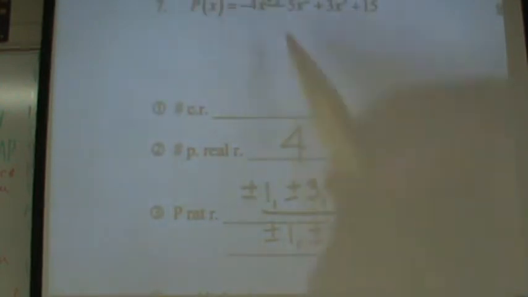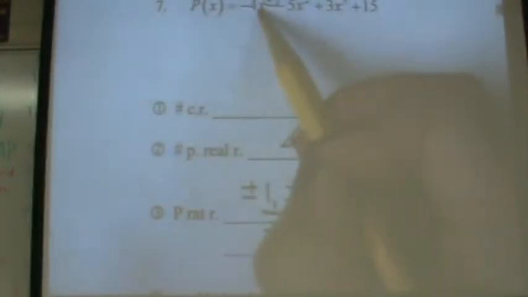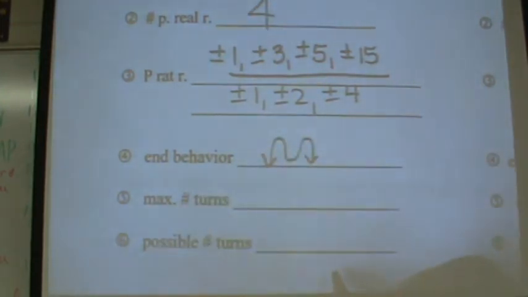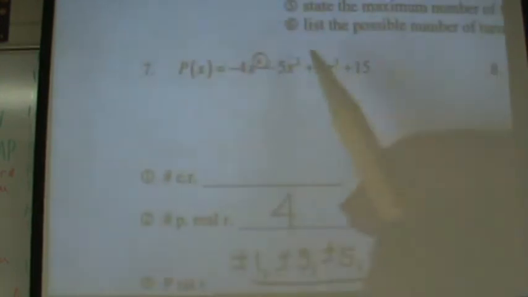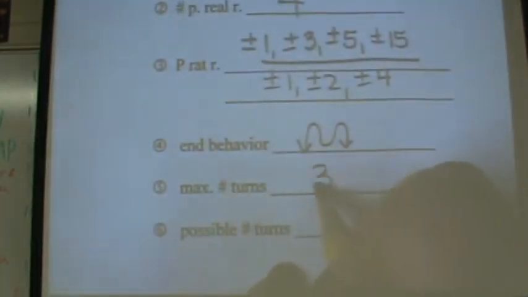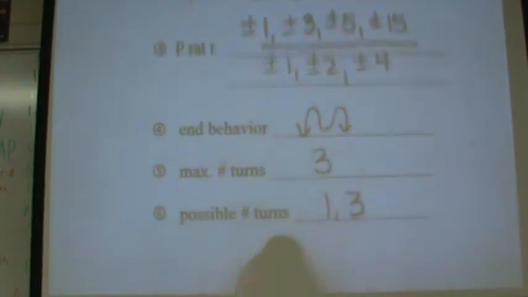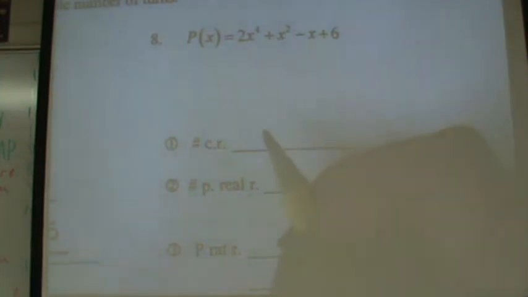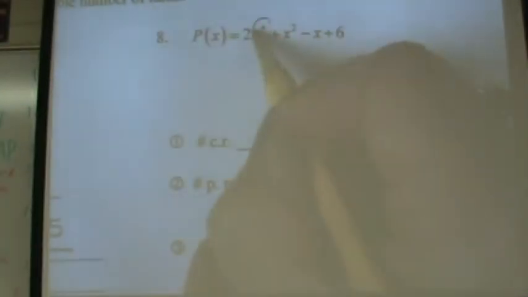Now the end behavior, because this is a degree of 4 and the leading coefficient's a negative, both are going to go down. Left and right are going to go down. The maximum number of turns, you're going to go 1 degree less than this, so it's 3, but the possible would be 1 or 3. Next, the number of possible zeros are 4. To find the complex zeros, you'd have to actually do the problem.